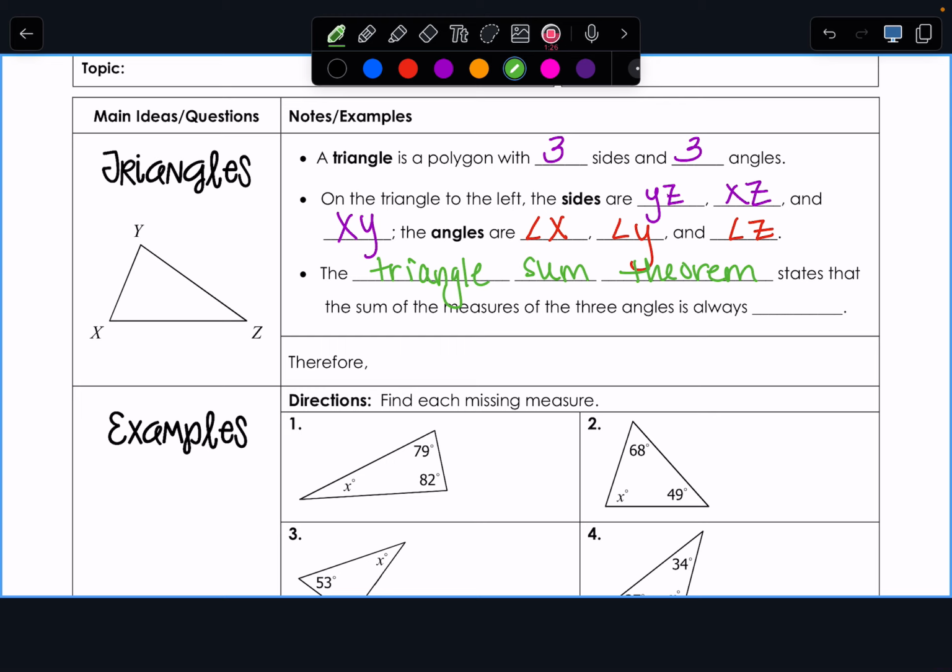What does the word sum mean? What operation does it mean, Germany? It means addition. So I want you to circle this word sum and write the word add, because that's what it means. The 3 angles of a triangle are always going to add to be 180 degrees, and that's the basis of what we're doing for the next couple of days.